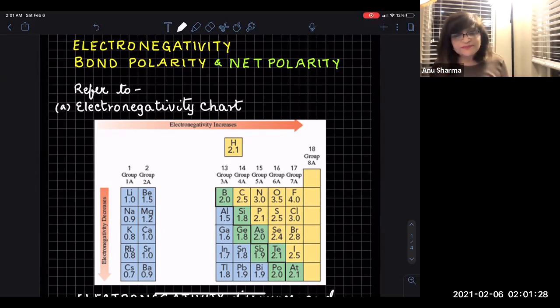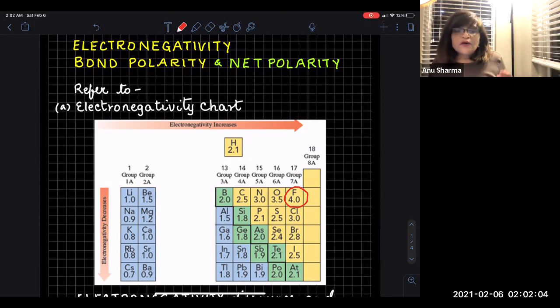So Linus Pauling had come up with this scale from 0 to 4. 0 is the least attraction for electrons, the least love for electrons, or no pull for the electrons. But 4 is the highest pull, or the greatest strength with which these electrons are going to be pulled. So we see that fluorine is the number 4 on the screen. You see this number right here is the fluorine with its highest electronegativity, 4.0. And then the others are relative.